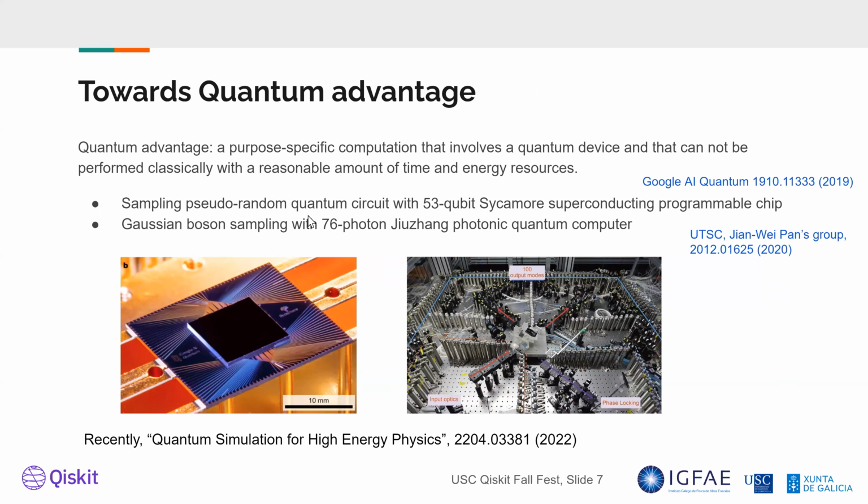So there have been already some preliminary quantum advantage applications, such as sampling pseudo-random quantum circuits with 53 qubits using the Google Sycamore programmable chip. So it's a superconducting chip. And there are also some photonic quantum computers developed for another physical problem, Gaussian boson sampling. And more interesting, recently there has been a white paper, a report, on quantum simulation for high energy physics. So there have been a lot of interesting applications in quantum computing in the physics problem domain.